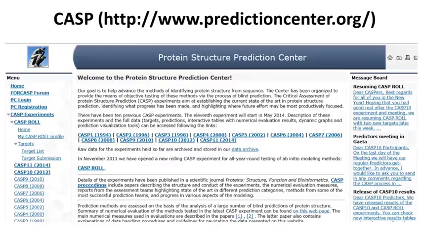Each time, the CASP organizers solicit protein structures that have been determined but not yet published from structural biologists. They then provide the amino acid sequences of these proteins online and invite all interested researchers from around the world to predict the three-dimensional structures using their own methods. The organizers then compare the predicted structures against the experimentally determined structures and find out which methods have the best accuracy. It's a very interesting and useful assessment.